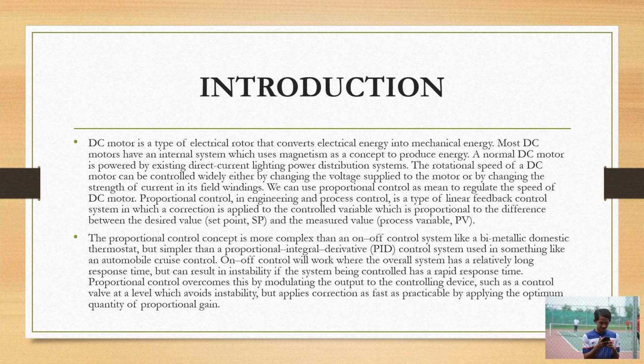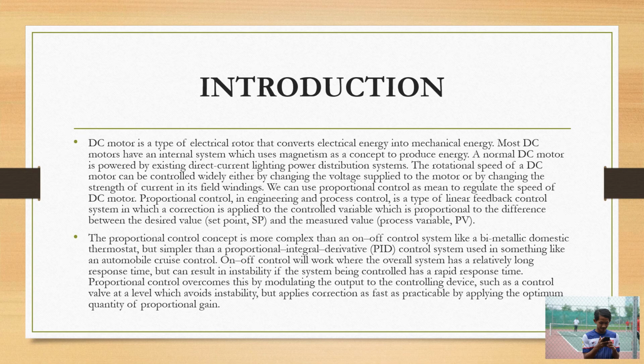My name is Muhammad Zafrul Mukarita and my metric number is A164865. For the introduction, a DC motor is a type of electrical rotor that converts electrical energy into mechanical energy. Most DC motors have an internal system which uses magnetism as a concept to produce energy. A normal DC motor is powered by an existing direct current lighting power distribution system.